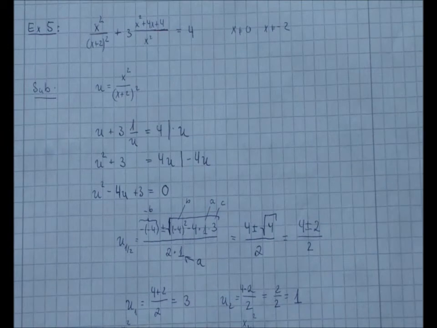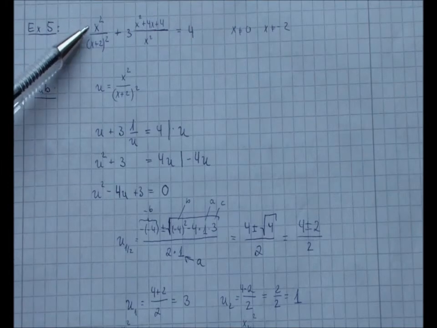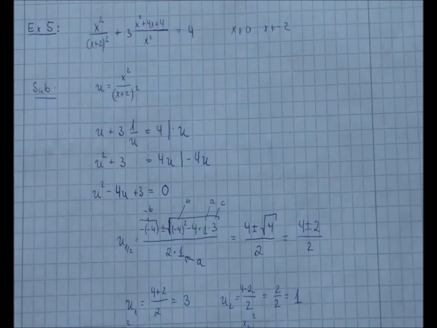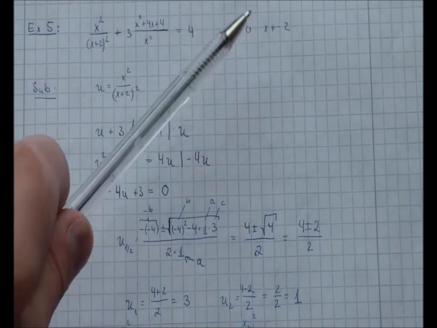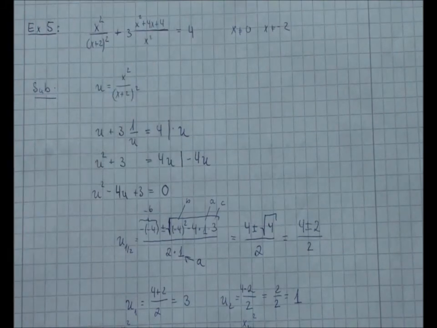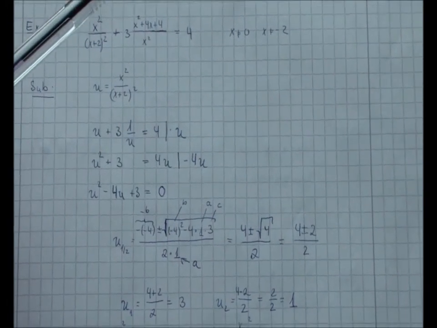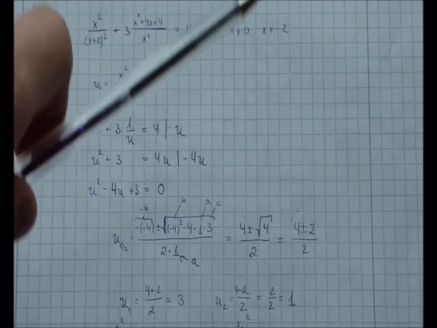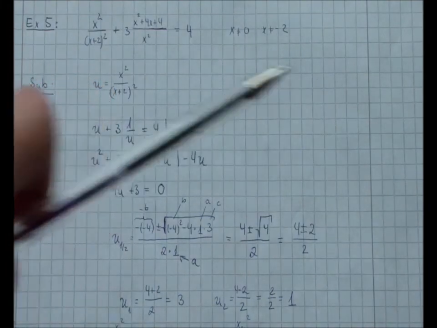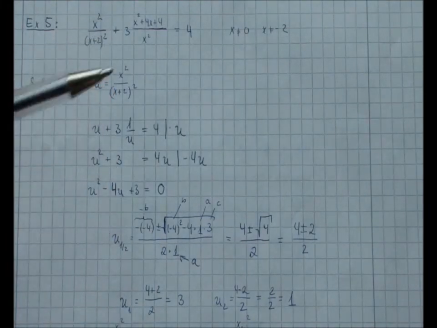Okay, now let's look at the next example. It's slightly harder to see. We will have this expression: (x squared over (x plus 2) in brackets) squared plus 3 times (x squared plus 4x plus 4) over x squared equals 4. Very important, you see here that x is unequal to 0, because you would divide by 0 if this was equal to 0. And the next condition is that x is unequal to minus 2, because this would give you a 0 in here.